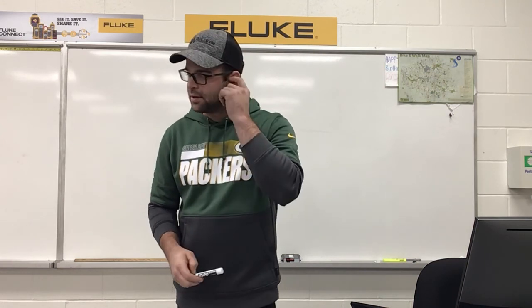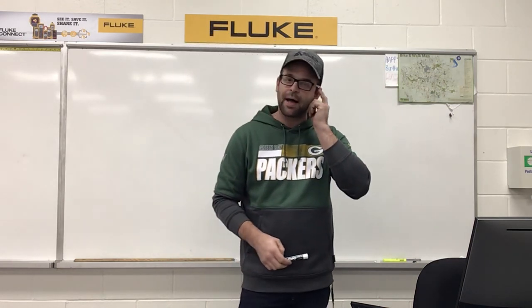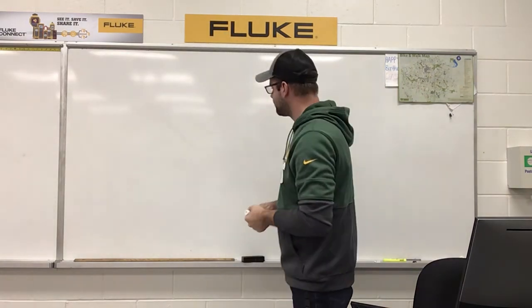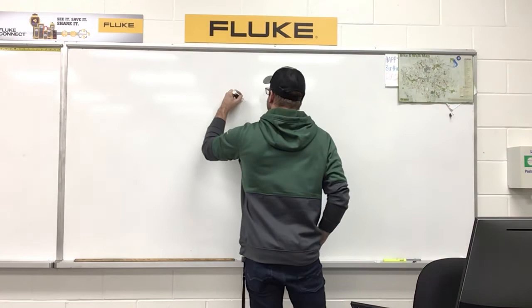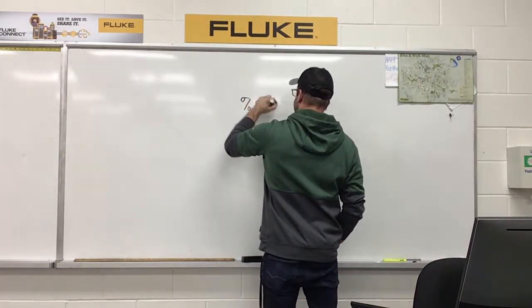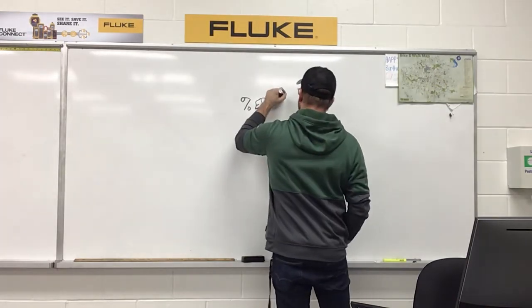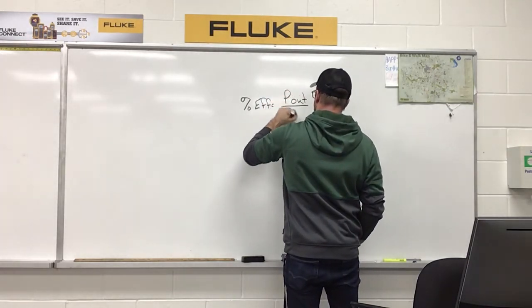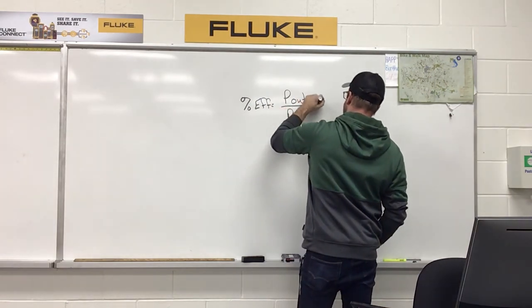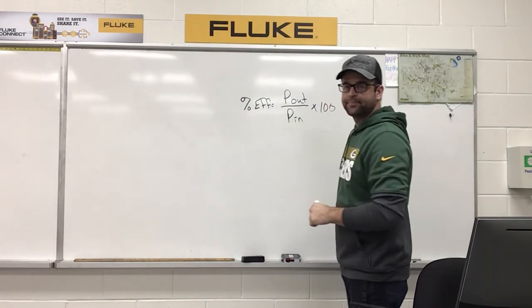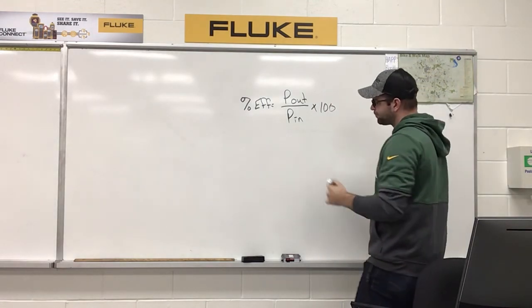But yeah, so the next thing I want to get into is some of the math related to three-phase alternators, and there's a few formulas I want to go through. First formula is percent efficiency. So percent efficiency is equal to power out over power in multiplied by 100, and that's how you get percentage. So that's the first formula.